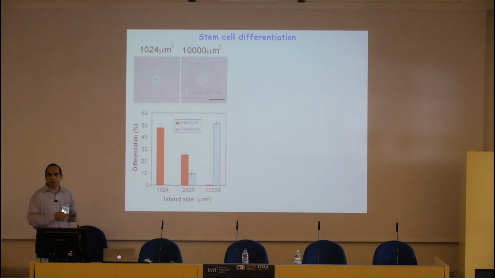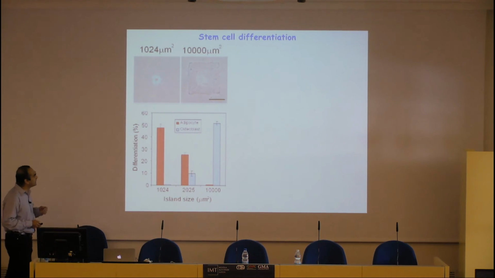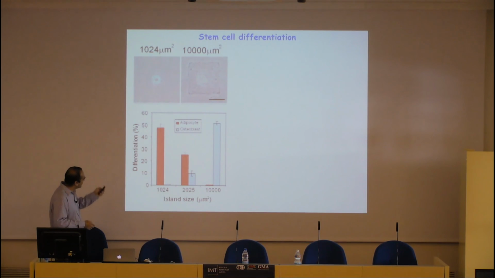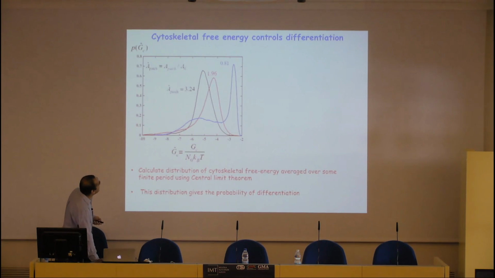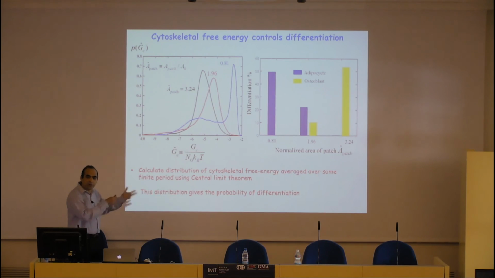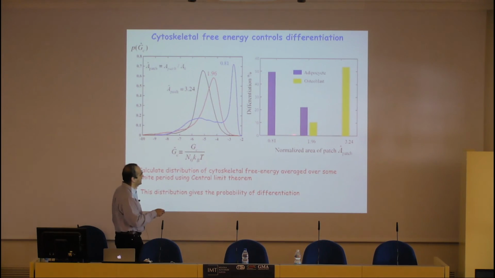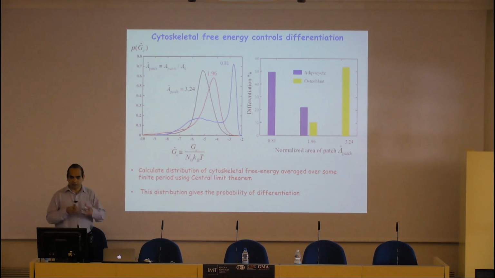We can take the same thing forward into stem cell differentiation as well. These are experiments done by a colleague of mine, Chris Chen, and we've worked with him for many years, and he showed how stem cell differentiation depends upon the area of the cell. And again, if you add BDM, or some other myosin inhibitor, you basically get no differentiation. I won't go into the details, but you can extend this analysis to start getting into stem cell differentiation as well.